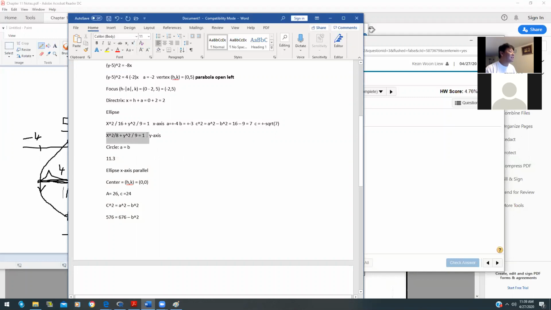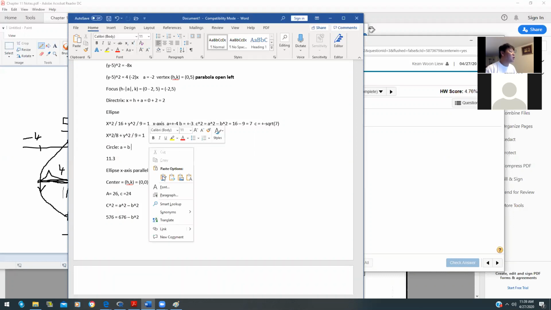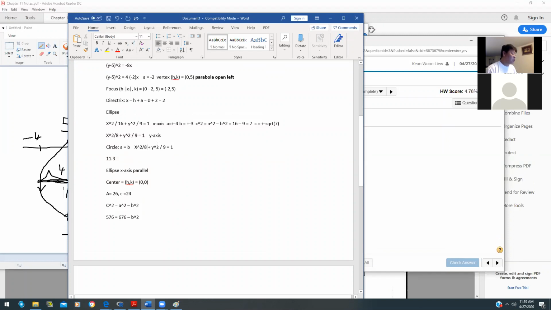So if you have this equation, yes, A and C are equal. No, A and B are equal actually. So when you have this equation, if I change this into 9, now your A and B are the same. This is a circle. This circle will be at the center of 0, 0, because your H, K is 0, 0. The radius here is going to be the square root of 9.